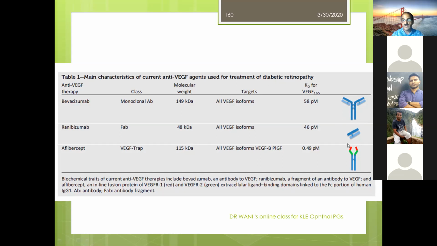What they did is, it's not an antibody. Actually, what this red and green are, these are the VEGF receptors. So the VEGF molecule has to bind to cells through receptors.